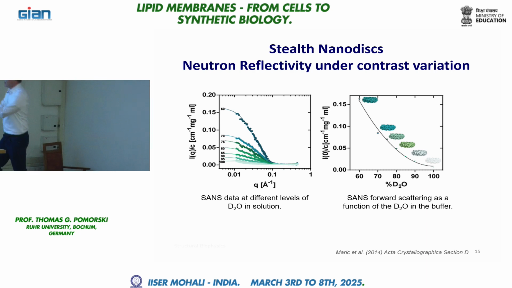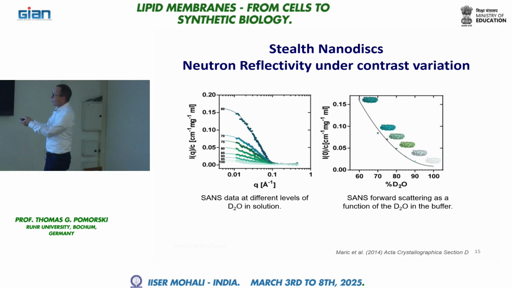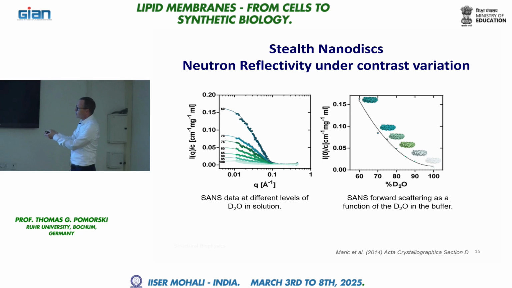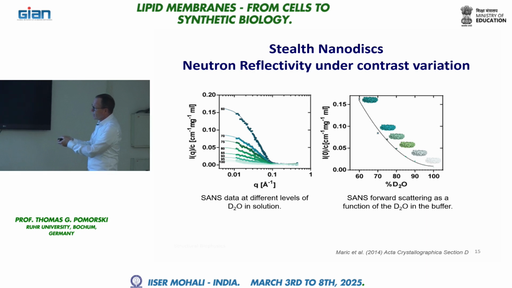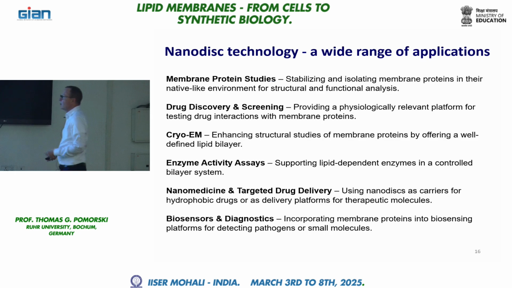If you have these nanodiscs and you have deuterated them, the proteins and the lipids, and the more deuterated water you add, the less they scatter, so that they become nearly invisible. Okay, so this is just to give you one example.